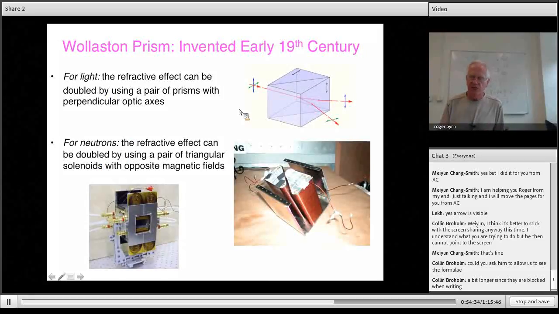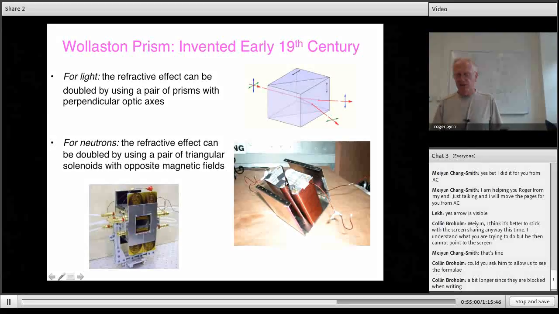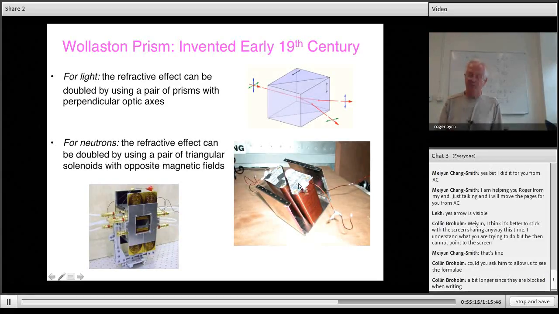And now with neutrons, instead of using this Wollaston prism made out of calcite, in which the two optic axes are perpendicular to each other, you can do something really simple, something that one of my students called a bad 5th grade science project, where you wind two triangular solenoids with fields in opposite directions. And of course that means there's going to be some refraction at this place here because of the fact that the Zeeman energies will be different for the different spin states in these two, because the fields are in opposite direction.